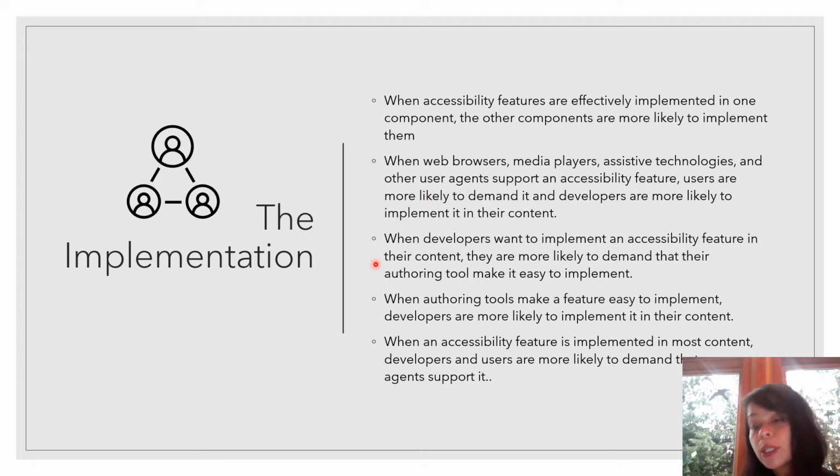So when users want to implement an accessibility feature in their content, they're more likely to demand that their authoring tool make this easy to implement. So when authoring tools make a feature easy to implement, then developers are more likely to implement it, right? When an accessibility feature is implemented, then developers and users are more likely to demand that their agents support it. So it kind of all works together in this ecosystem.